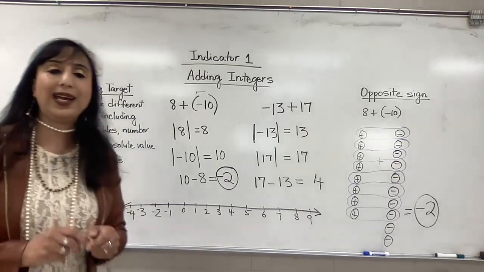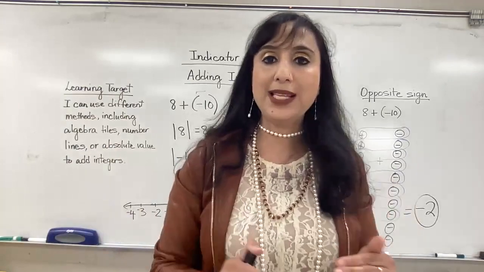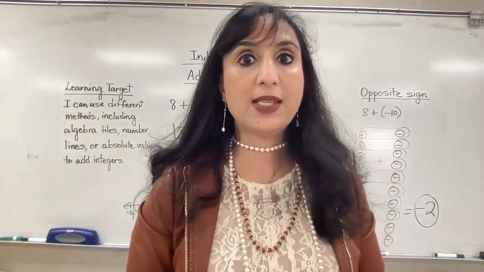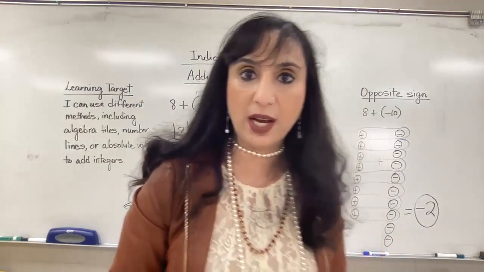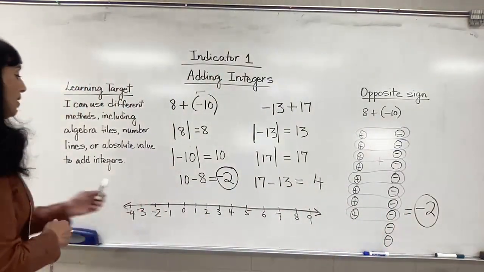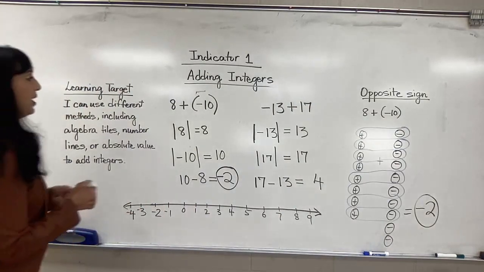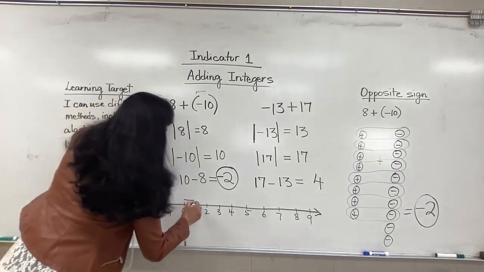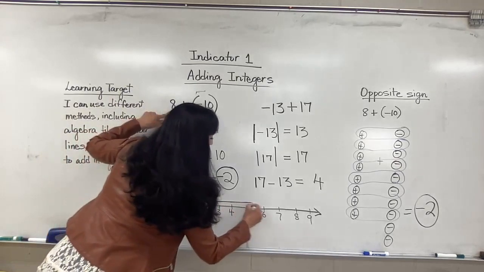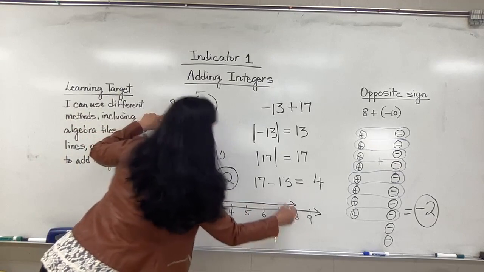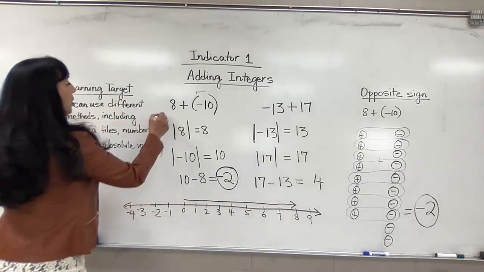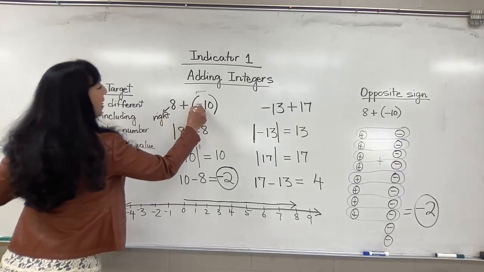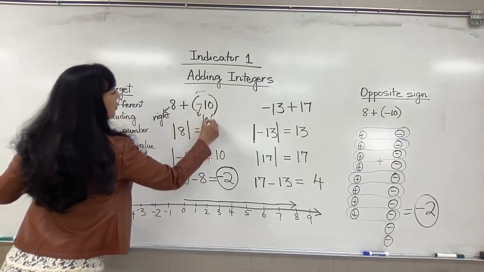Remember what I had said earlier. When it's plus, or it's a positive integer, we move right on the number line. When it's negative, we move left on the number line. So we are going to use the number line method now. It says 8, so I'm going to start at 0 and go 1, 2, 3, 4, 5, 6, 7, 8. Because it's plus, I'm going to go to the right. Here it is minus, so I'm going to go to the left.